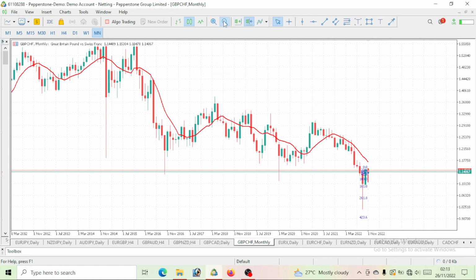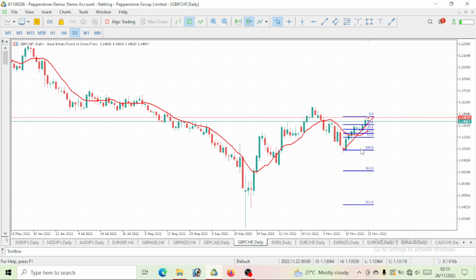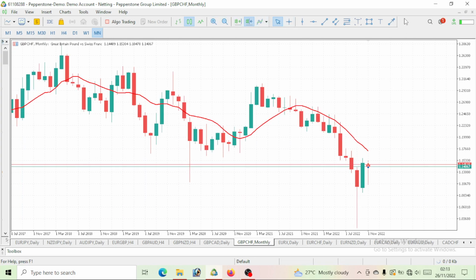So on this GBP Swiss franc on a monthly time frame, you can see that this price is bearish. Let's see if it's possible. So GBP Swiss franc monthly time frame, you can see the full trend is a bearish move. Price is below the moving average though.